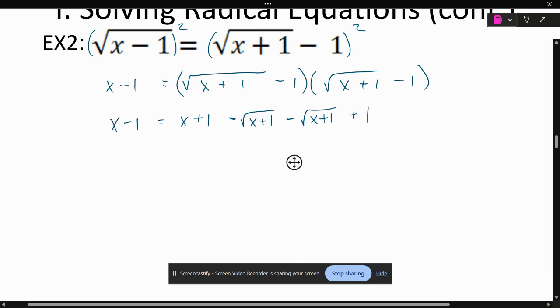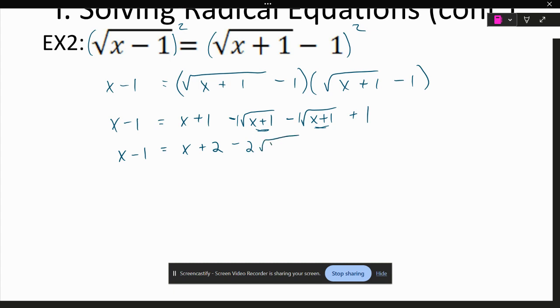I now want to combine my terms. So x minus 1 is equal to x plus 2. And then my 2 terms are the same inside of my radical, so I can combine the outside -1s, and I'll get -2 root x plus 1. Sorry. So now I went from 2 radicals to 1 radical to simplify. So now that I have 1 radical, I'm going to do exactly what I did in example number 1. I'm going to move things over to the opposite side, and then I'll square again.